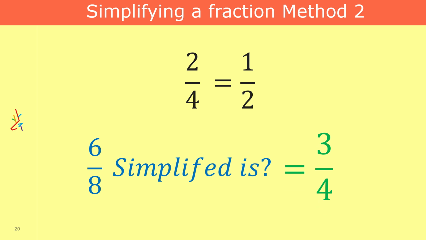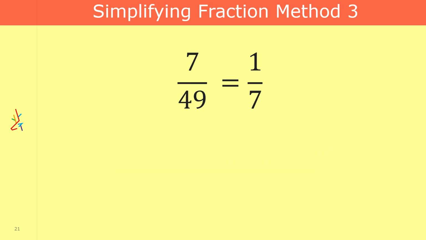If you have an odd number, you can't half it anymore. So in this example I've got the 3, which is an odd number, and the 4, which is an even number, and because I've got an odd number somewhere in the fraction, it doesn't matter whether it's on the top or the bottom, you can't half it anymore. So you can half it until you get to an odd number, and then you can't half it anymore.